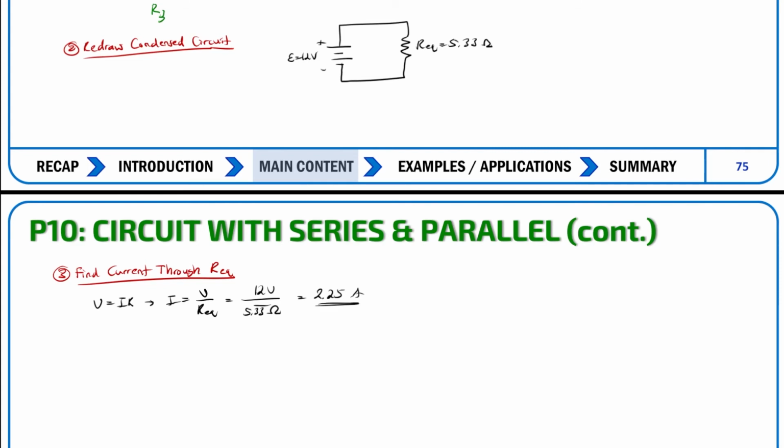Okay, but that hasn't really solved our problem. We're trying to figure out how much current is going through resistor 2. So we have to be a little bit more specific. We're going to find the current through R2.